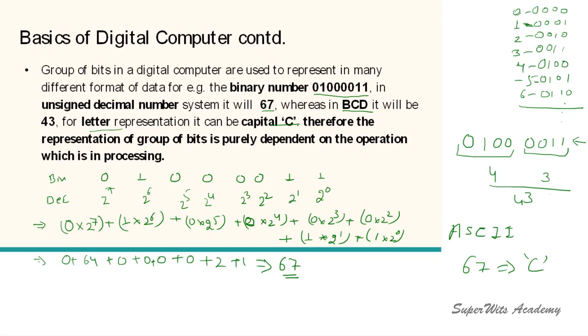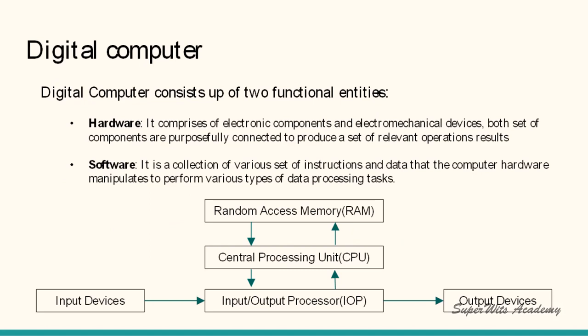So let's get started with another part, that is the digital computer. Whenever you talk about a digital computer, it actually consists of two different things. One is the hardware and another one is the software. The hardware comprises electronic components and electromechanical devices. Both sets of components are purposefully connected to produce a set of relevant operation results. Whereas the software, which is the driving entity for that particular hardware, is a collection of various sets of instructions and data that the computer hardware manipulates to perform various types of data processing tasks. This is very important to understand.